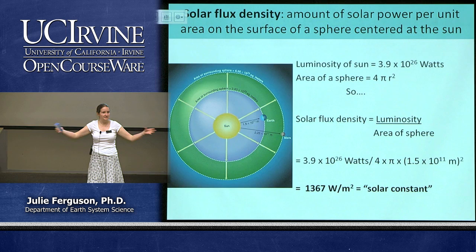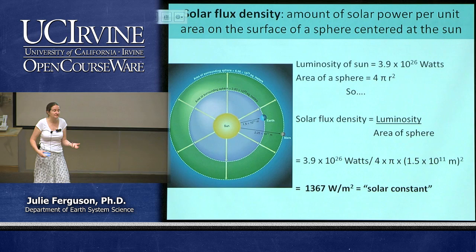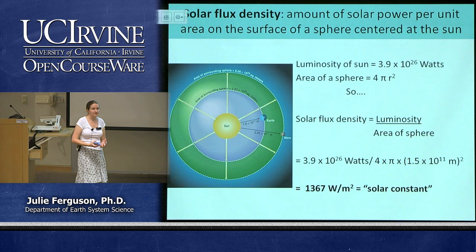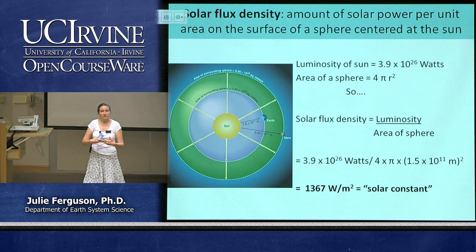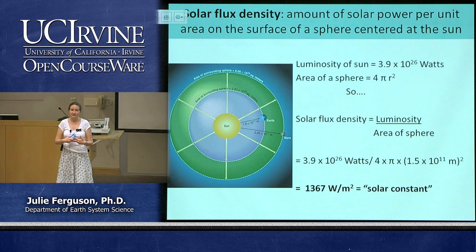And it's the same for the planets. So basically you can draw a sphere around the sun and use the radius, the distance of a planet from the sun, to work out how much energy that particular planet will get.